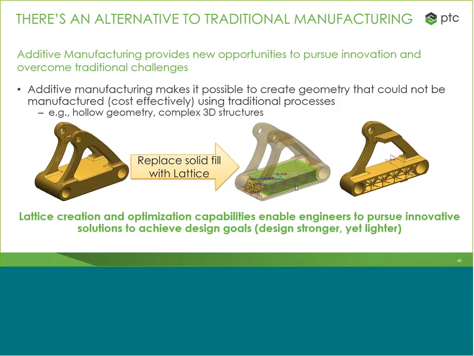So again, just one example of saying, let's think out of the box, right? Let's do some things that allow us to get to those goals that we can't today. Why? Because we're limited by the manufacturing processes. So lattice creation and the optimization capabilities allow engineers to really think outside of the box, pursue creative solutions to problems, and innovate in a different light because they don't need to worry about the manufacturing limitations or constraints.